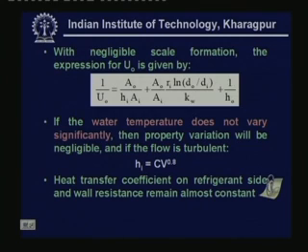If the water temperature does not vary significantly, then property variation will be negligible, and if the flow is turbulent, then the internal heat transfer coefficient, that is on the water side, is proportional to V to the power of 0.8. That means Hi can be written as some C into V to the power of 0.8, as long as the property variation is not considerable. And the heat transfer coefficient on the refrigerant side and wall resistance remain almost constant because we are not varying the refrigerant side flow rate or the operating conditions.